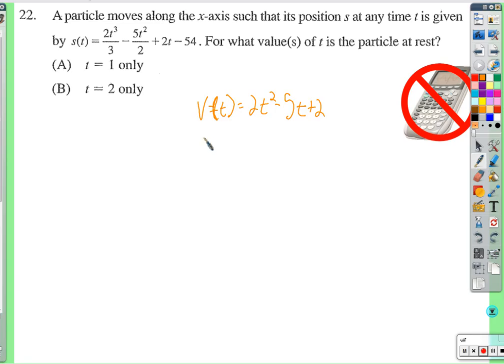Now what do we do with the velocity? Zero. Okay, we say the velocity is going to be nothing. It's not going to be moving. That's when it will be at rest. Okay, and now what? We have no calculators here.